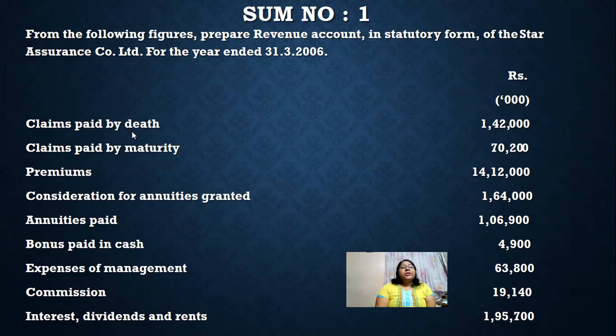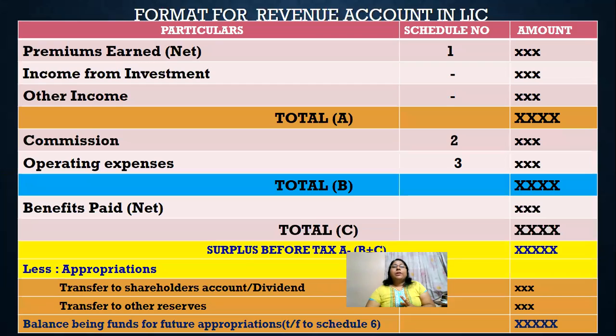We will look into each and every item. First of all, we will finalize the schedules. We have 4 schedules. Schedule 1 is premium, isn't it? And schedule 2, you know very well, is commission. The third one is operating expenses. And the fourth one is benefits paid.